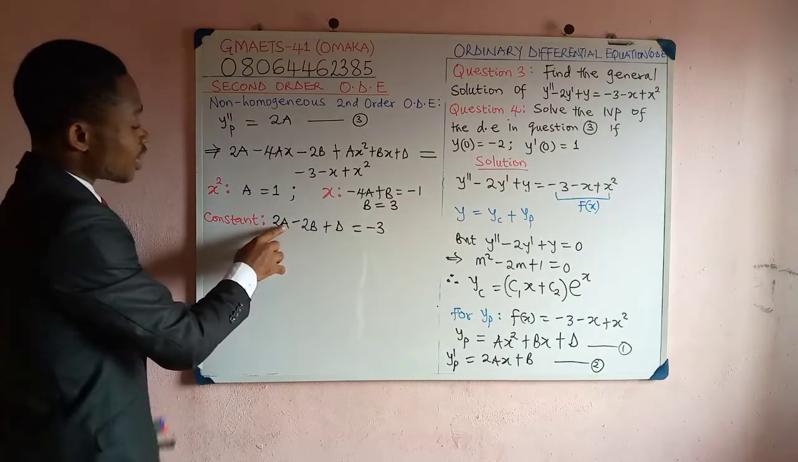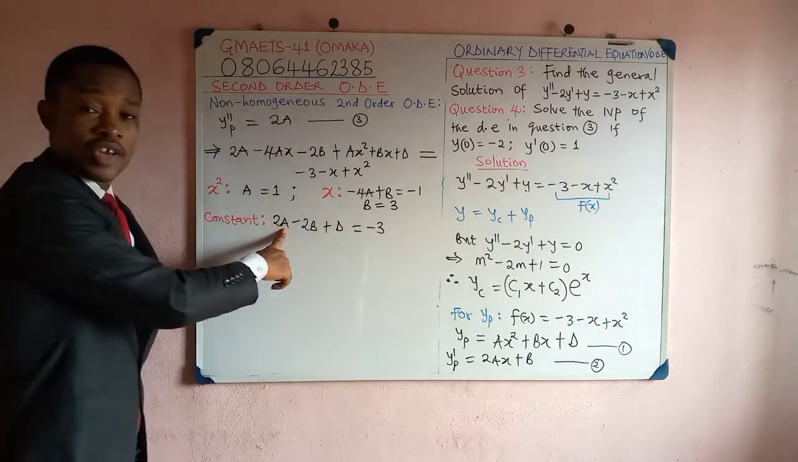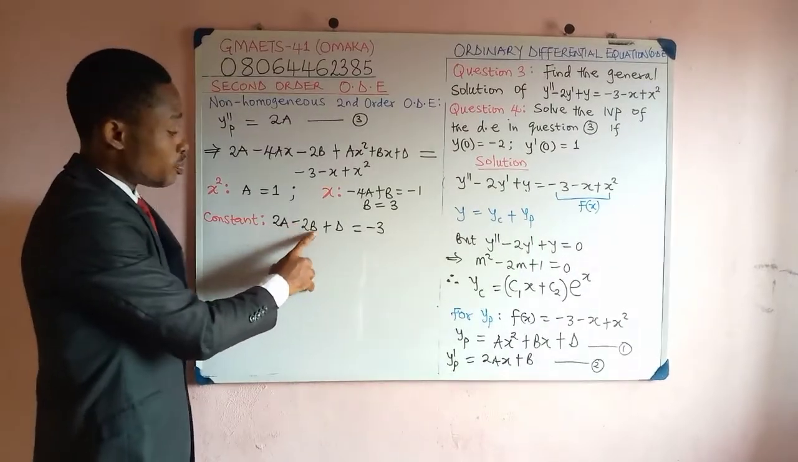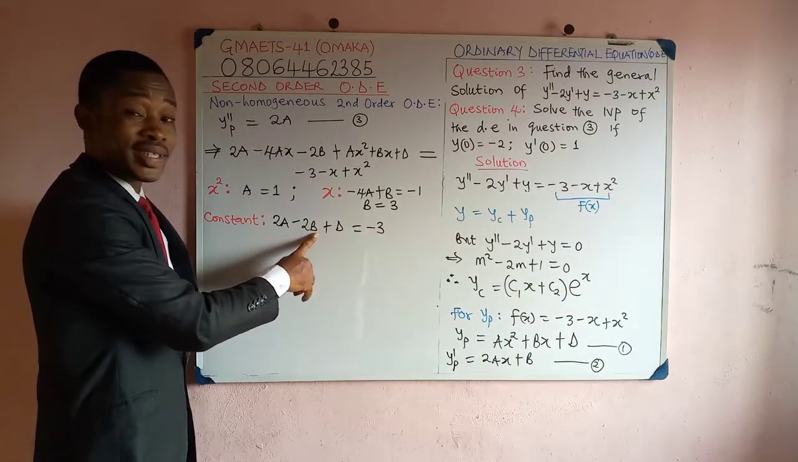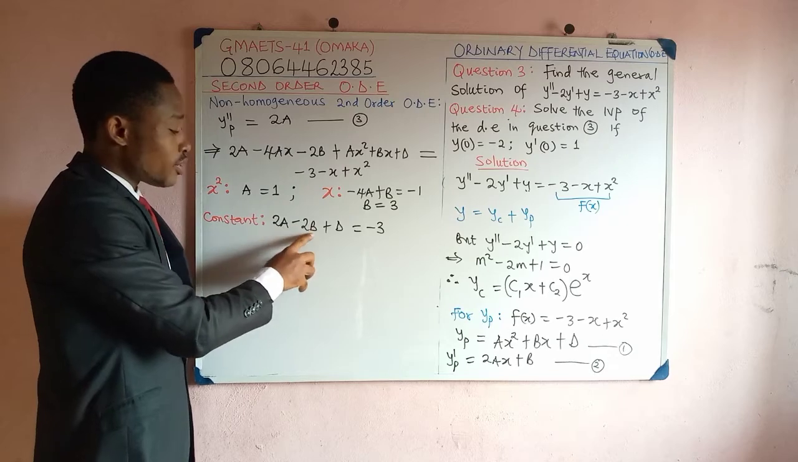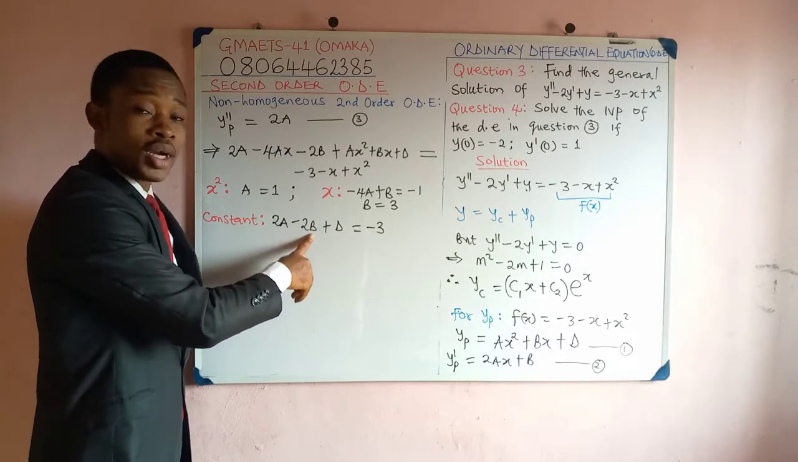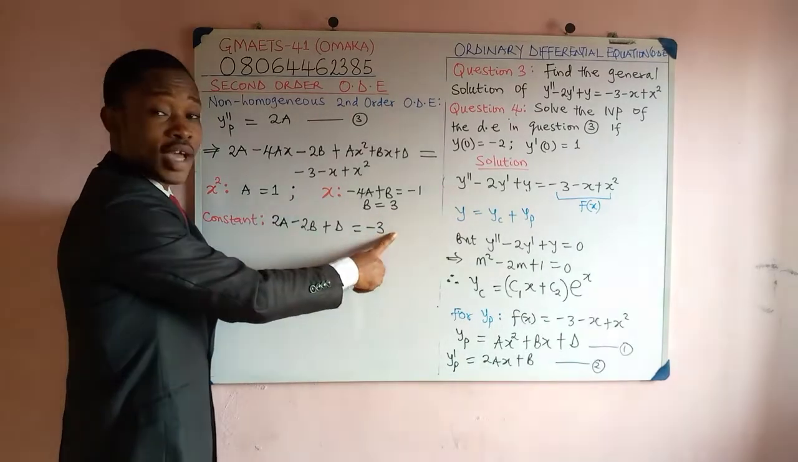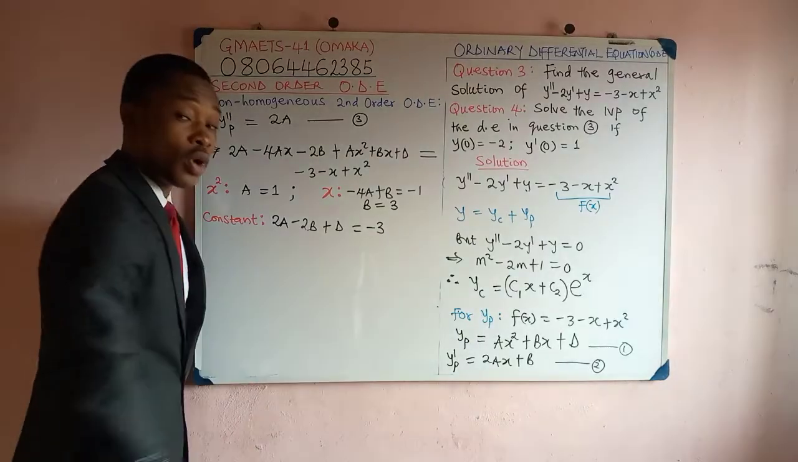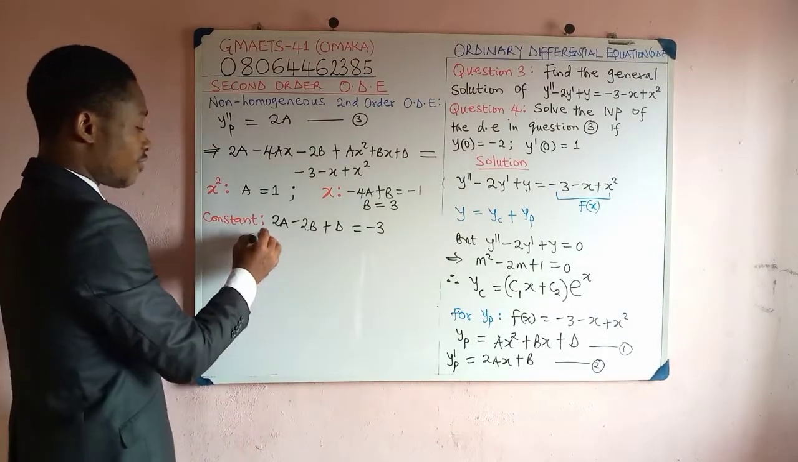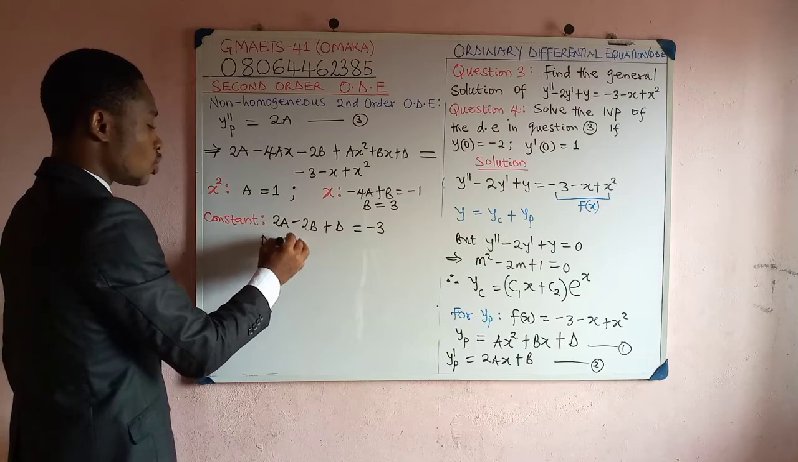Once again, notice that our a is 1, so 2 times 1 will give us 2. Is that not so? Minus 2b, where b is 3, then 2 times 3 is 6. So 2 minus 6 will give us minus 4. That minus 4 crosses to the right hand side, becomes plus 4. Minus 3 plus 4 will give us what? 1. Therefore, d is equal to 1.